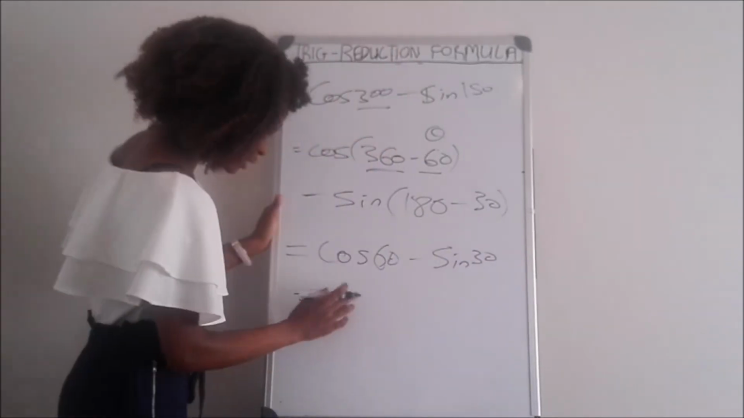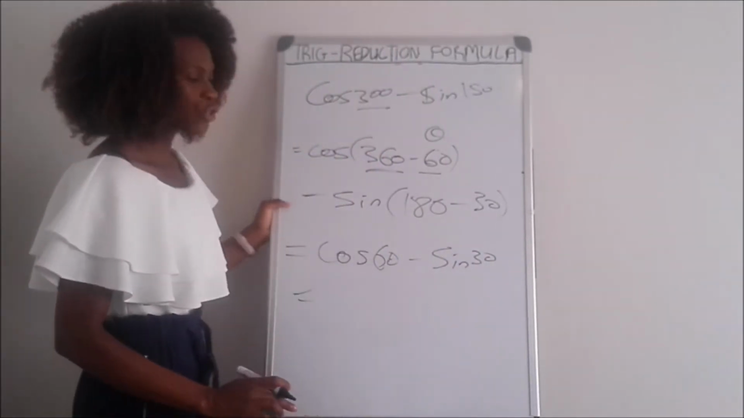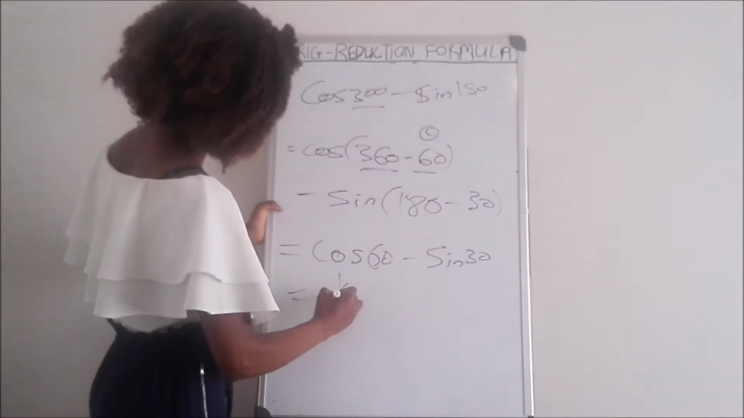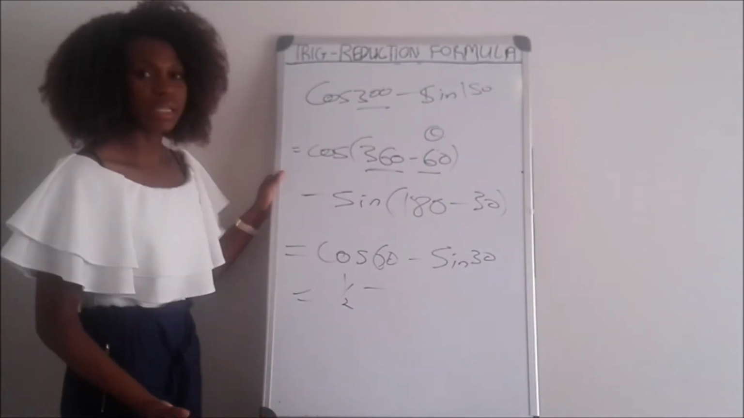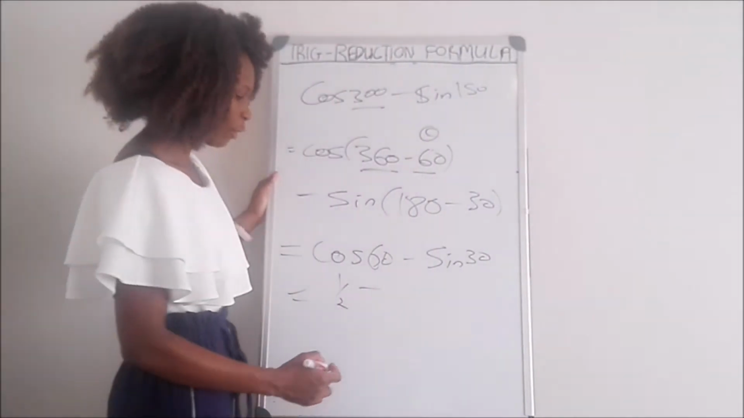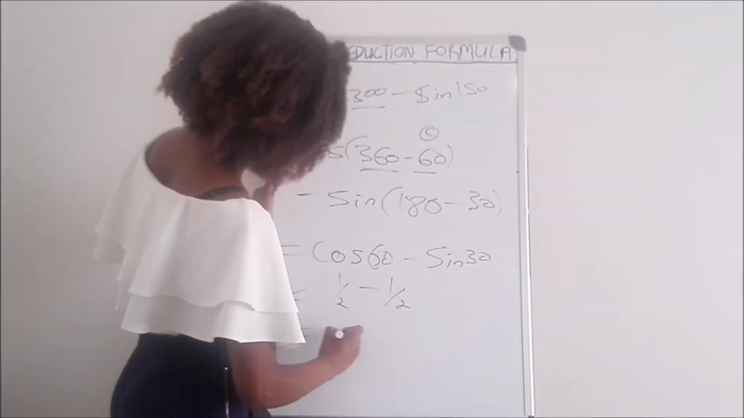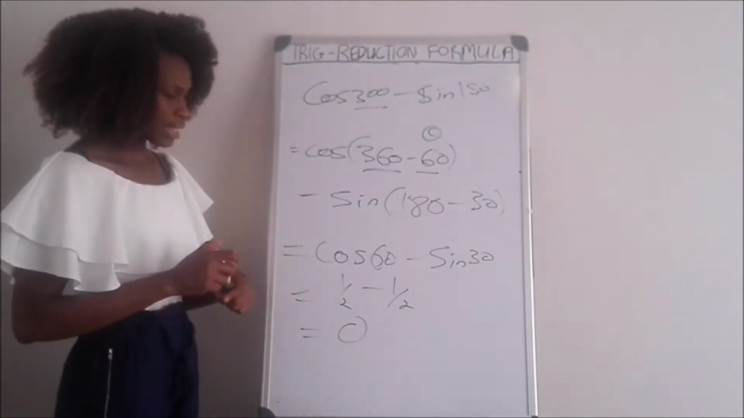Alright, then cos 60 according to special angles is 1 over 2 without any use of a calculator. Then minus sine 30, which still according to special angles of trigonometry is also 1 over 2. That means that the answer is equal to 0.